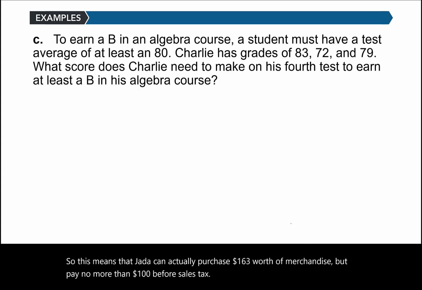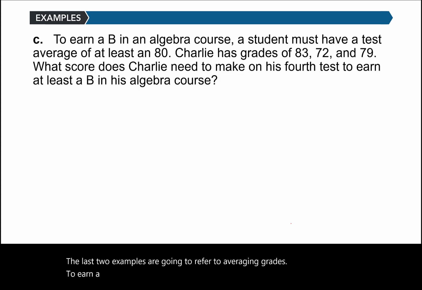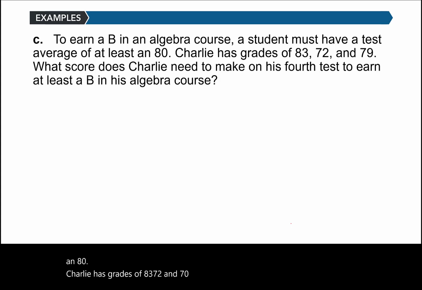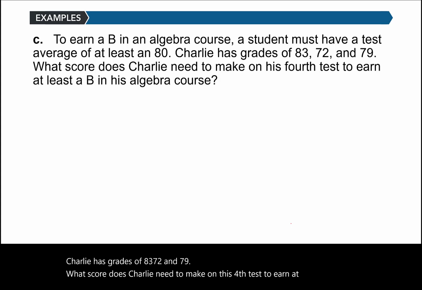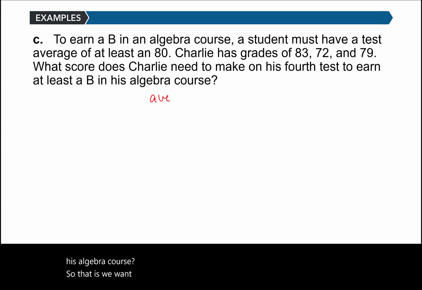Now the last two examples are going to refer to averaging grades. To earn a B in an algebra course, a student must have a test average of at least an 80. Charlie has grades of 83, 72, and 79. What score does Charlie need to make on his fourth test to earn at least a B in his algebra course? So we want his average of the 4 tests to be at least a B, which means greater than or equal to 80.